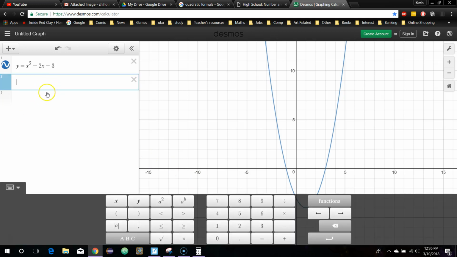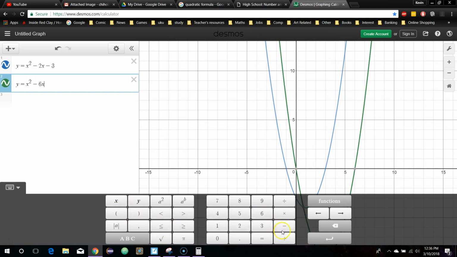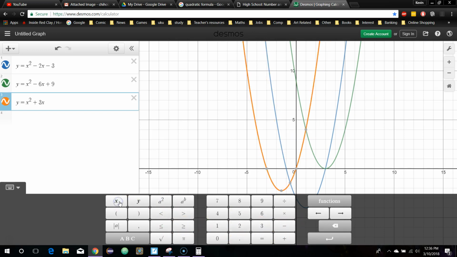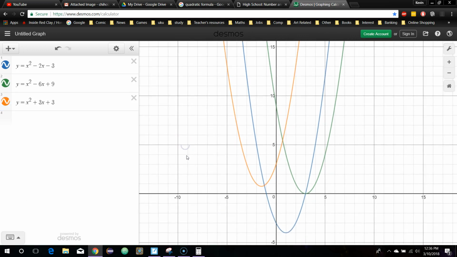Let's test the second one. y is equal to x squared minus 6x plus 9. So the green one is our second one, and let's just do one for the very last one. y is equal to x squared plus 3x plus 3. There you go, very colorful.